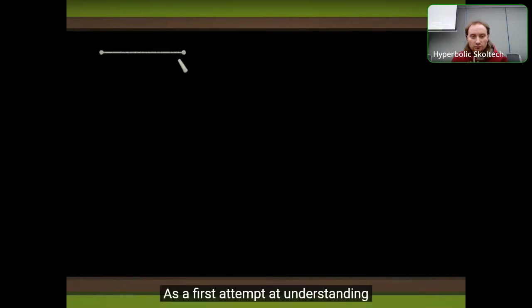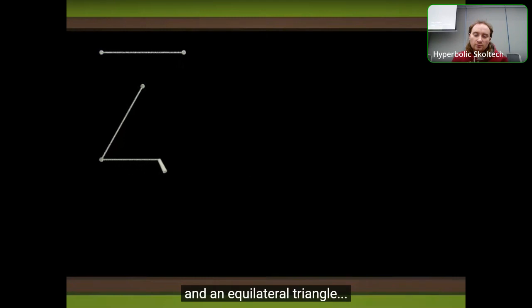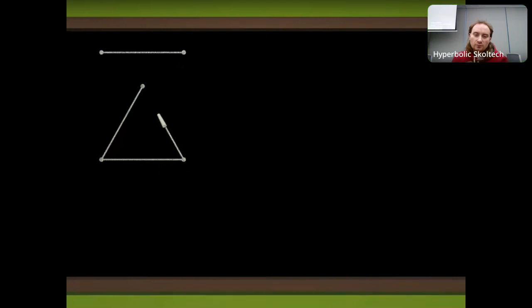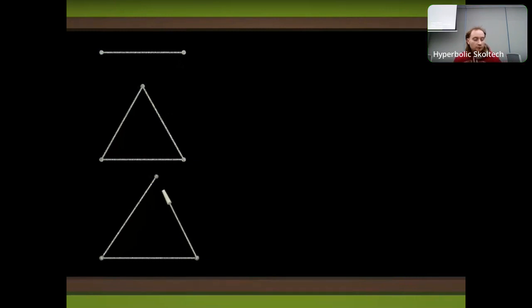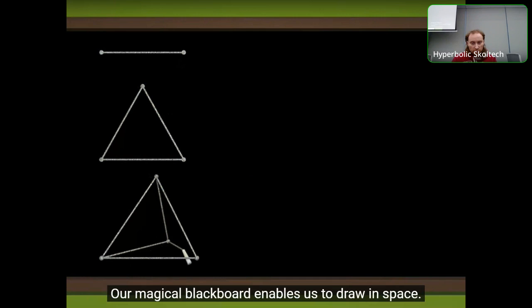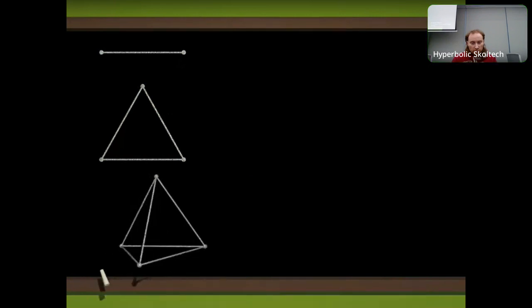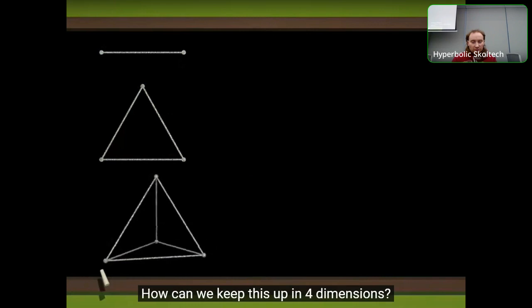In spite of the difficulties, we are going to try to get a feeling for this geometry. As a first attempt at understanding, we shall proceed by analogy. Here is a segment and an equilateral triangle. And finally, a regular tetrahedron. Our magical blackboard enables us to draw space. How can we keep this up in four dimensions?